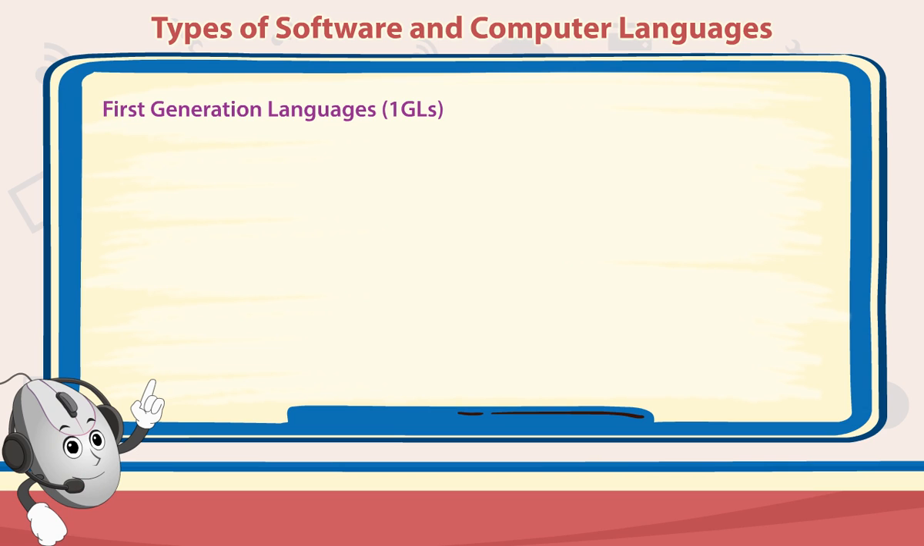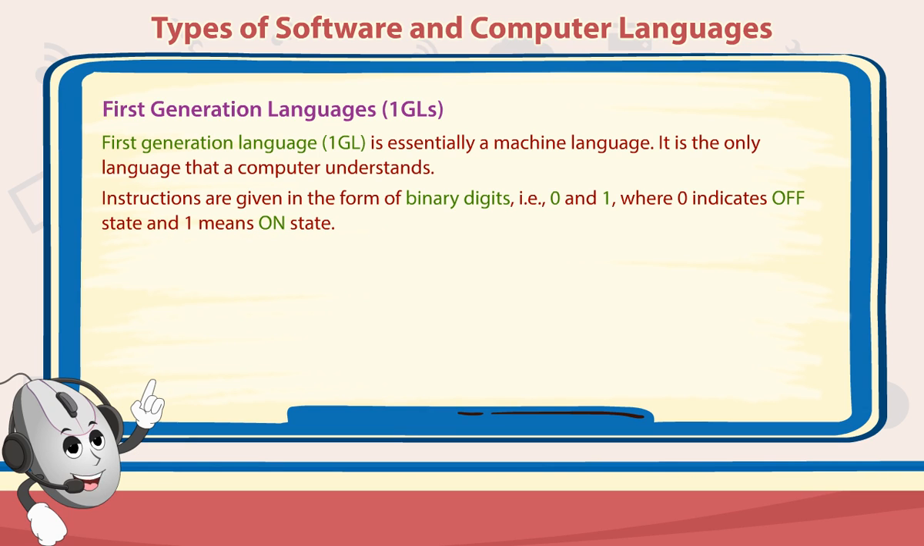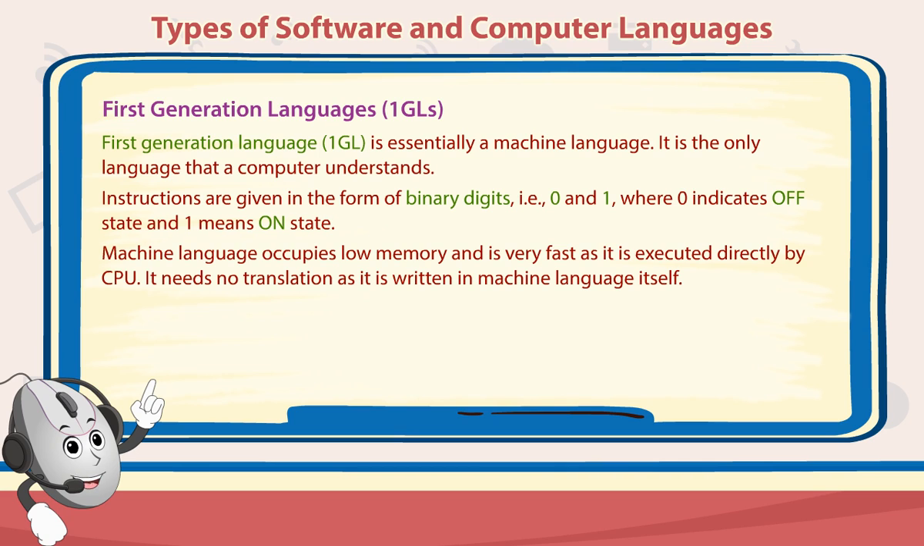First generation languages, 1GLs. First generation language, 1GL, is essentially a machine language. It is the only language that a computer understands. Instructions are given in the form of binary digits, that is 0 and 1, where 0 indicates off state and 1 means on state. Machine language occupies low memory and is very fast, as it is executed directly by CPU.